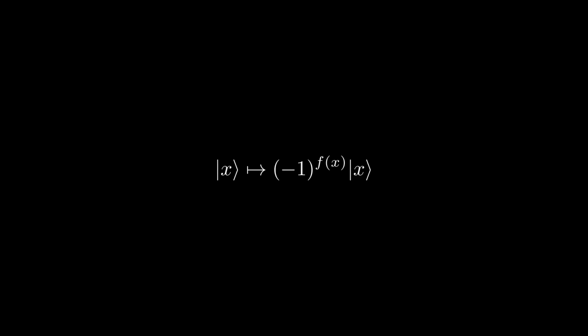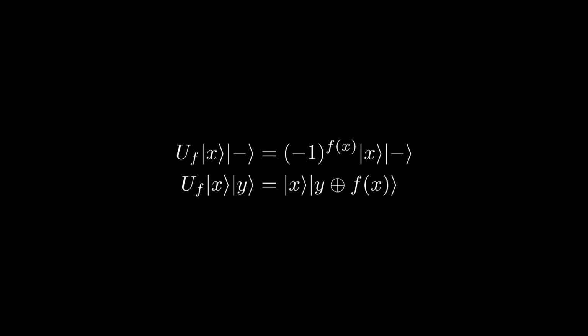This can be done by using the U_f unitary, which maps the state |x,y> to |x, y XOR f(x)>. By initializing the ancilla qubit in the state minus, we have that U_f incurs a phase factor of -1 if f(x) equals 1, and 1 if f(x) equals 0, giving us the desired reflection. Okay, so implementing the U alpha reflection is pretty straightforward, but what about U psi?